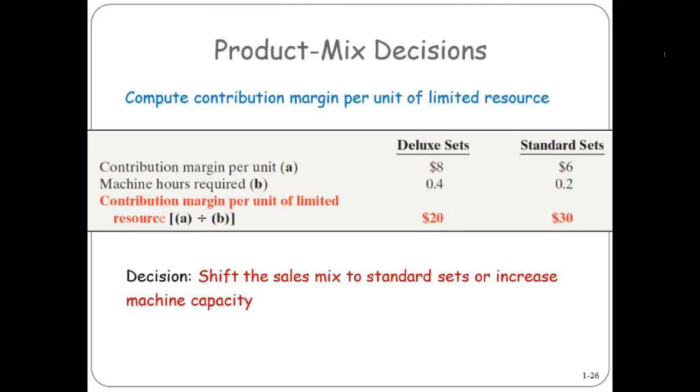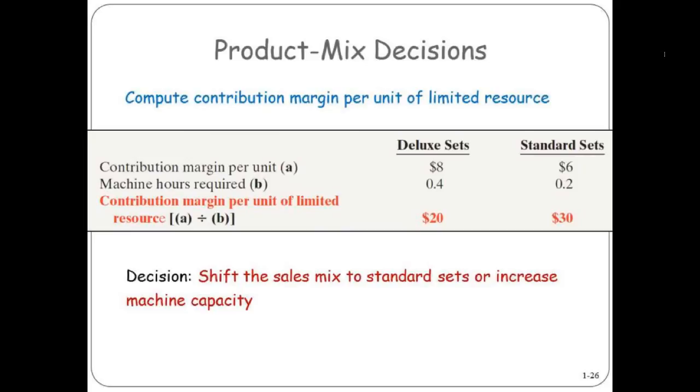Or first you have to say capacity or the market, whichever is less. And then whatever's left over after that, you would then put towards deluxe. Okay? So you would make as many of the standard until either you have no more capacity or you have no more market, one of those two things, before you'd switch over to deluxe.